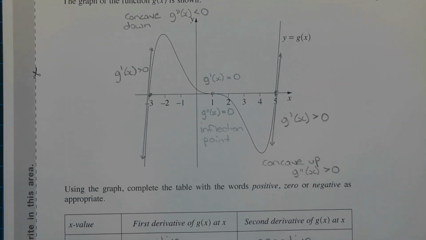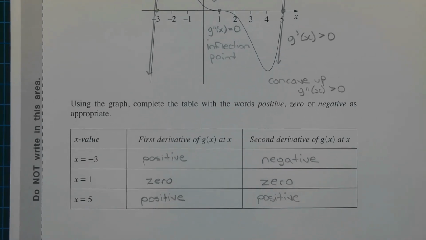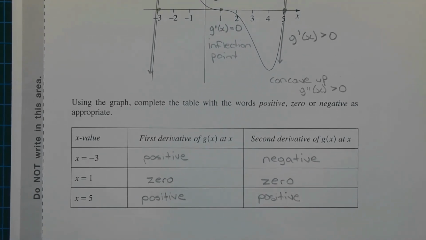Completing the table, the results are summarized there. At x equals negative 3, the first derivative is positive, the second derivative is negative. At x equals 1, the first derivative is 0 and the second derivative is 0. And at x equals 5, the first derivative is positive and the second derivative is positive.